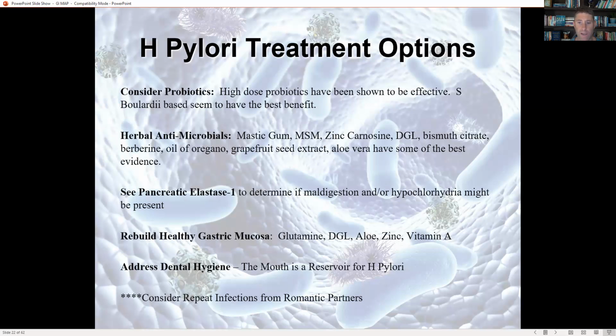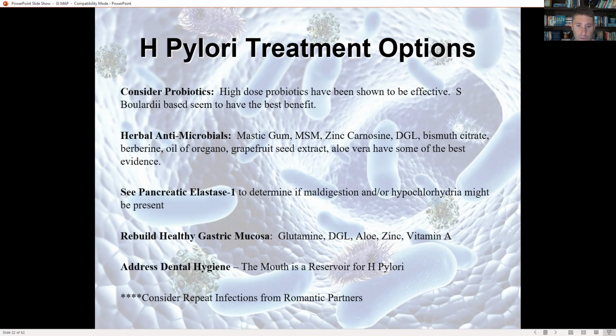And then address dental hygiene. The mouth is a reservoir for H. pylori. A lot of times people that have recurrent or repeat infections have issues where they have a root canal that's infected, or a cavity, or gingivitis, or cavitations that are harboring bacteria, streptococcus and other types of bacteria in their mouth. And that is weakening their system and also creating a reservoir for H. pylori. So you may need a holistic dentist.